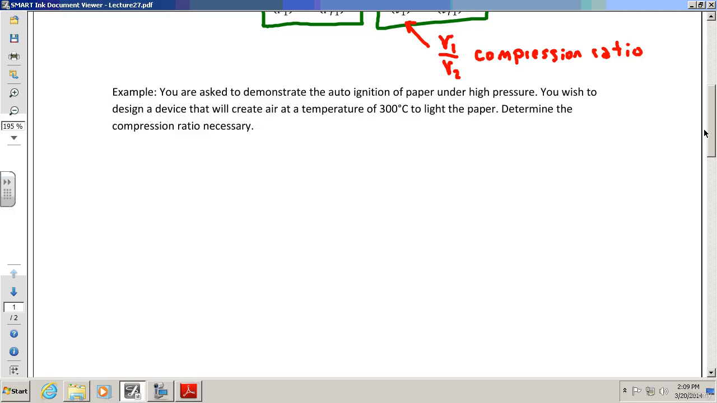Question? Can k ever be less than 1? No. You can prove that C sub P is always going to be greater than or equal to C sub V. So the ratio has to be greater than 1.